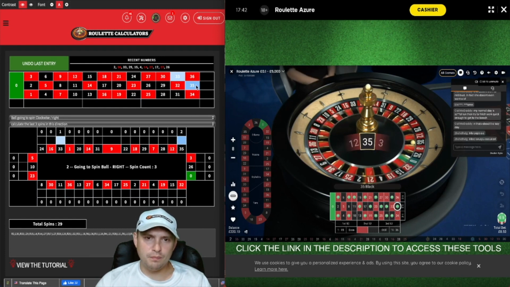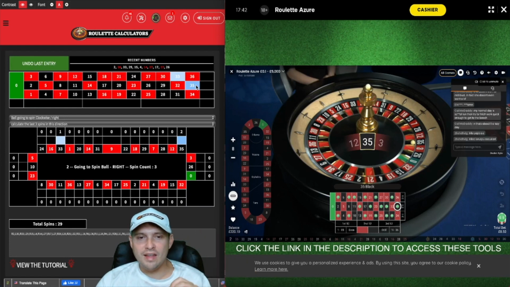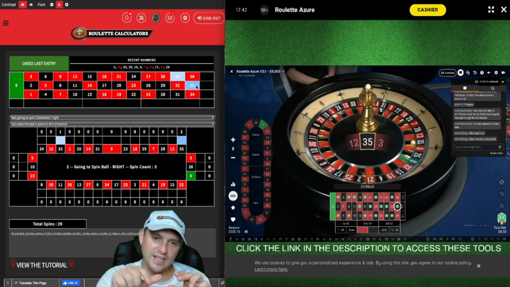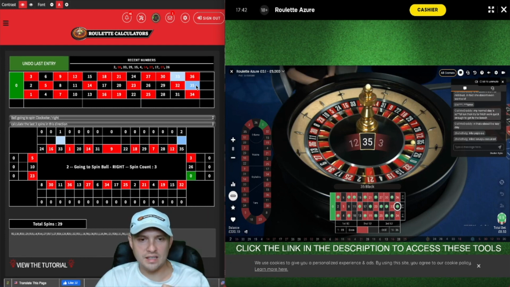So let me just pause that. Now 35, as you can see, has already been a double up. Now that means the distance from where the dealer spun the ball to where it landed on the table has landed on that area, which happens to be 35 in this case, twice. And now it's just landed on there again.